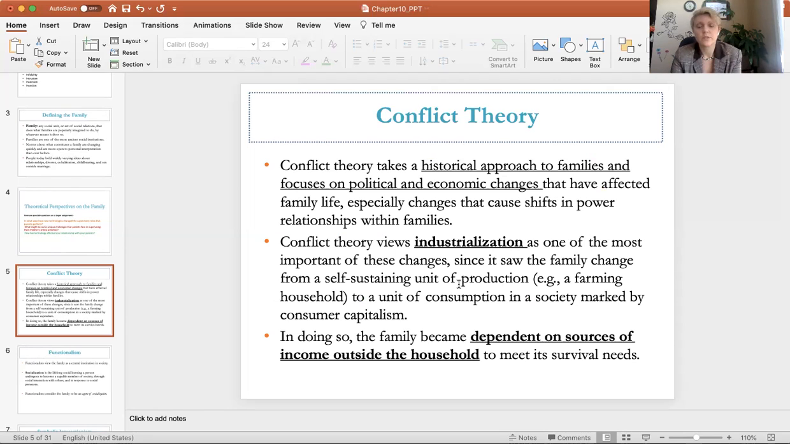So conflict theory very much is interested in how industrialization has changed families as units, because prior to industrialization, families on farms, for example, would be self-sustaining. They would be able to produce everything they need to eat, and even the clothing and much of the basic needs and necessities of the family. Once industrialization happened and urban centers emerged and a lot of people started moving to these centers, families became increasingly dependent on sources of income outside of the farm, outside of the household.